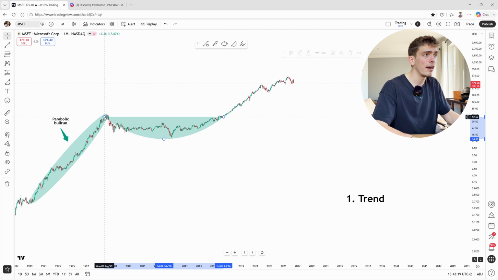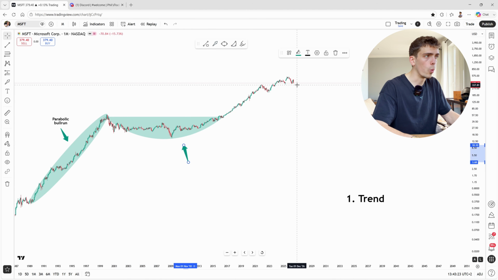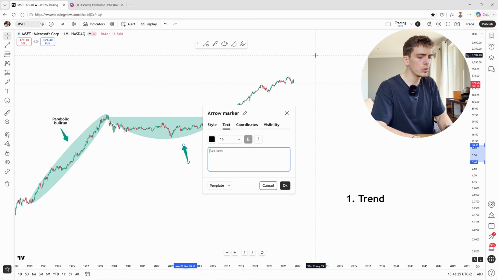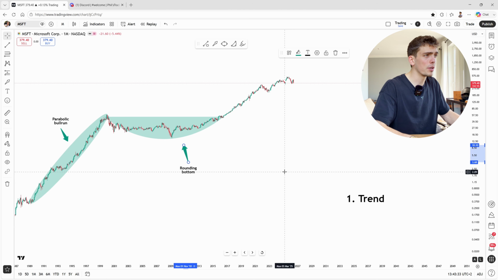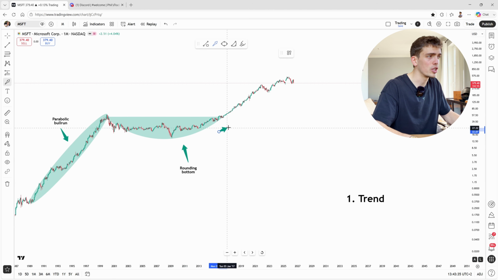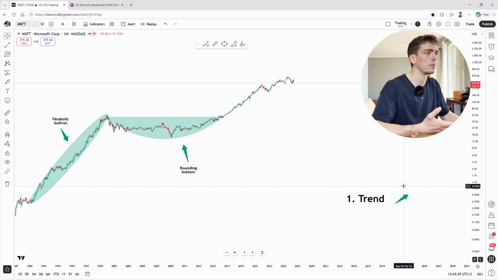more than 1.5 decades, you can see that Microsoft went from creating lower lows and lower highs to creating higher highs and higher lows, and simply has been creating this rounding bottom. After this rounding bottom, obviously Microsoft established a substantial uptrend, and therefore the underlying trend is still incredibly bullish.